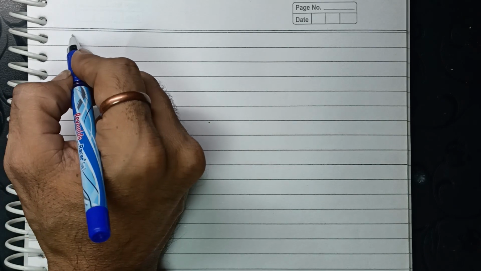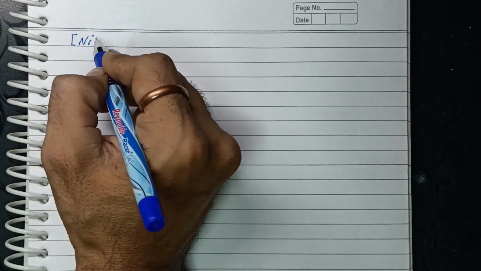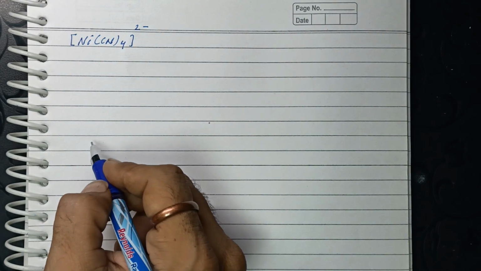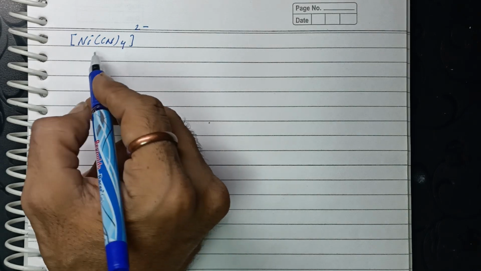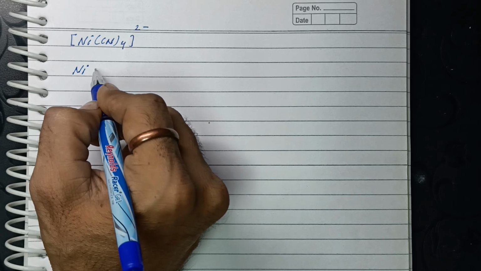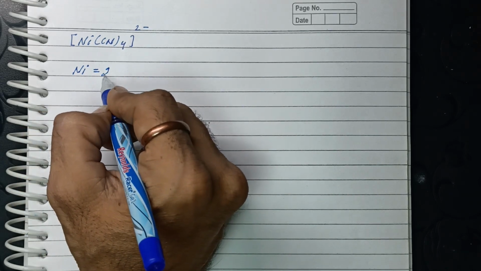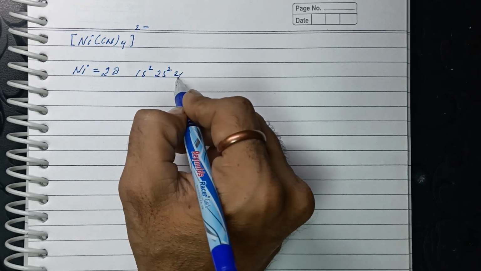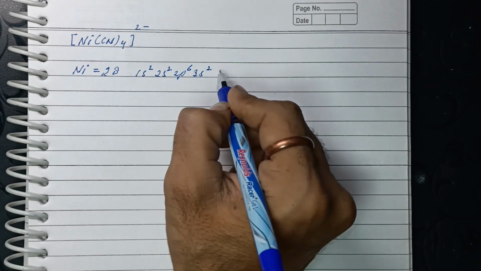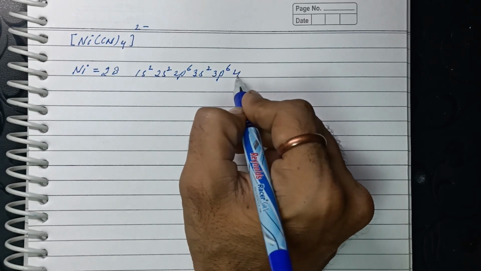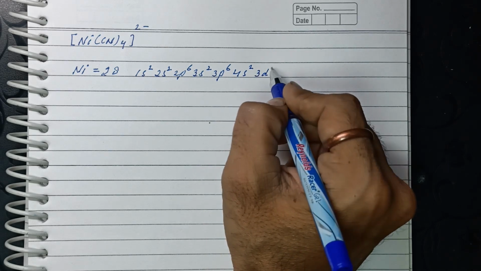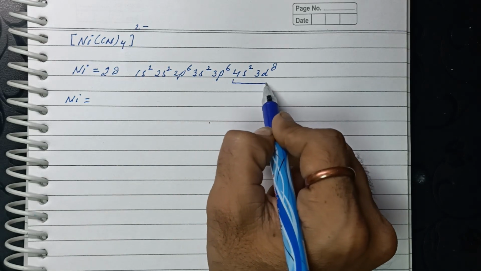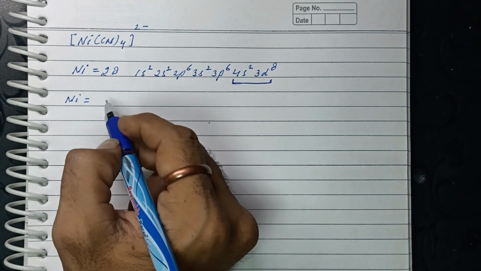Let us take an example of Ni(CN)4 2 minus. CN is a strong ligand, we know. First of all, write the central metal atom and its atomic number. Now the configuration: 1s2, 2s2, 2p6, 3s2, 3p6, 4s2, 3d8. We will write only the valence shell. The valence shell is 4s2, 3d8.